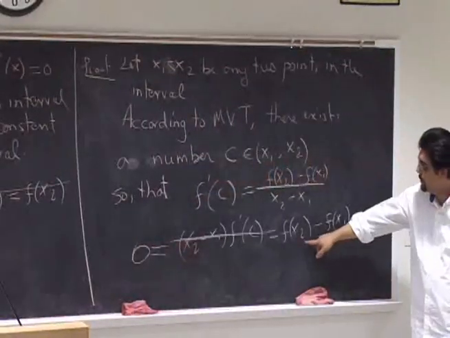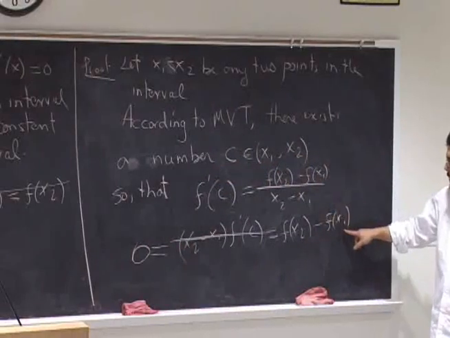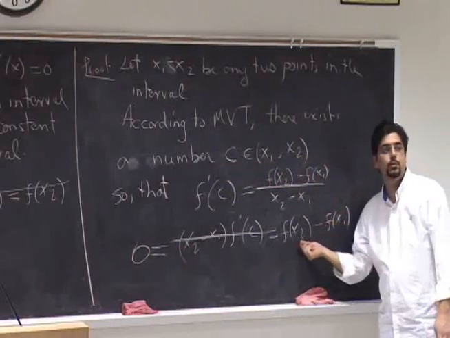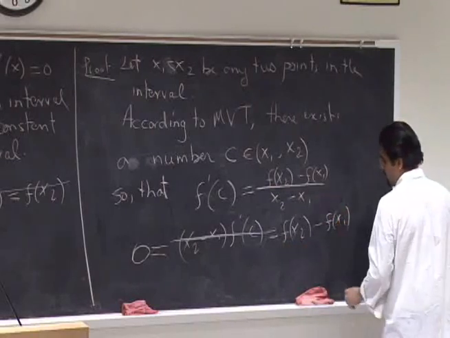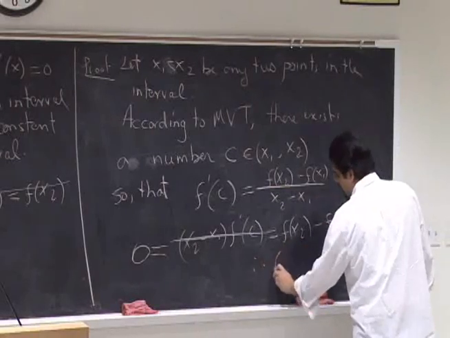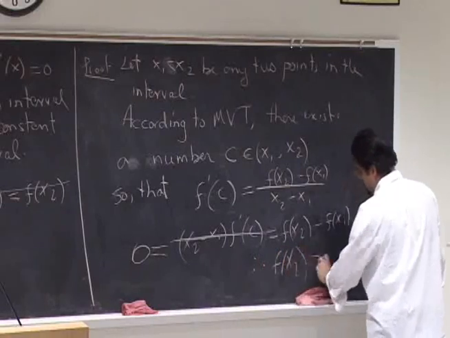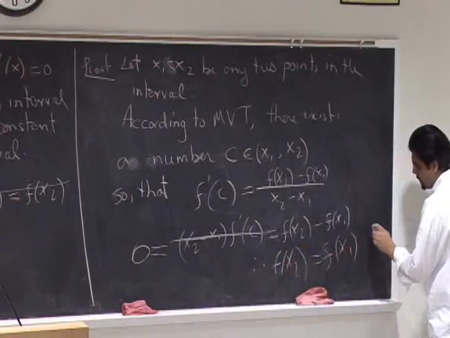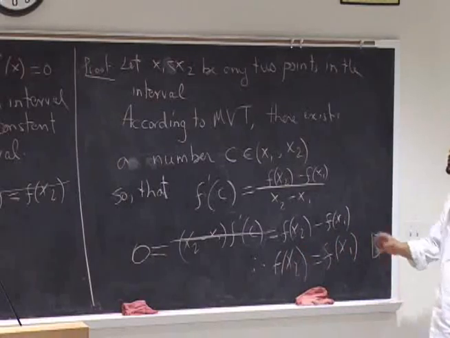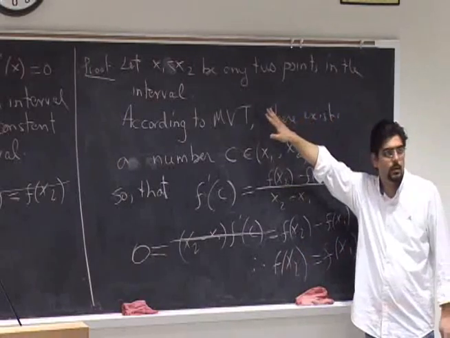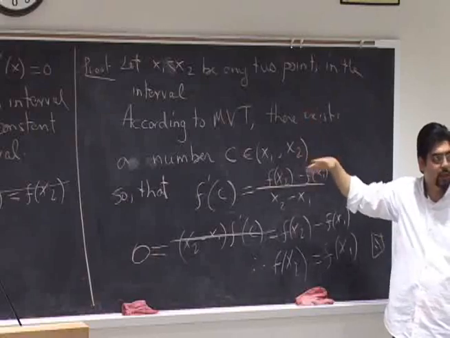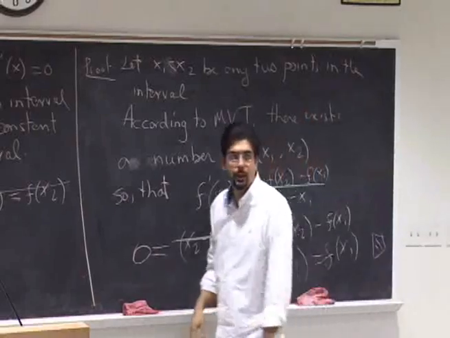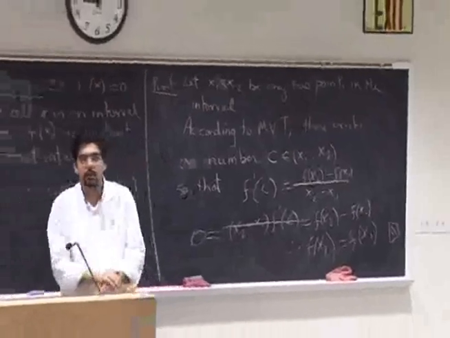That means the difference between f of x2 and f of x1 is zero. If the difference of two numbers is zero, then they're both the same number. So therefore, f of x2 equals f of x1. And since this was true for any two numbers, it's true for all the numbers within the interval. Therefore, the function is constant everywhere. Any questions about the argument there?